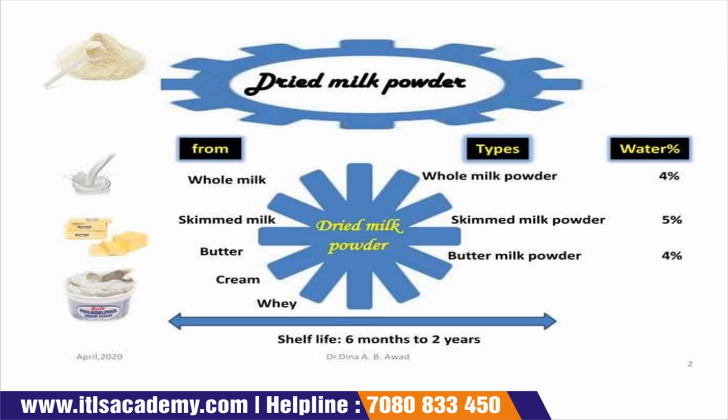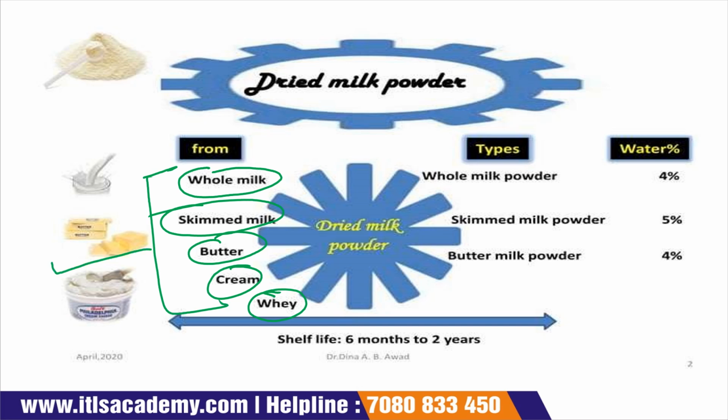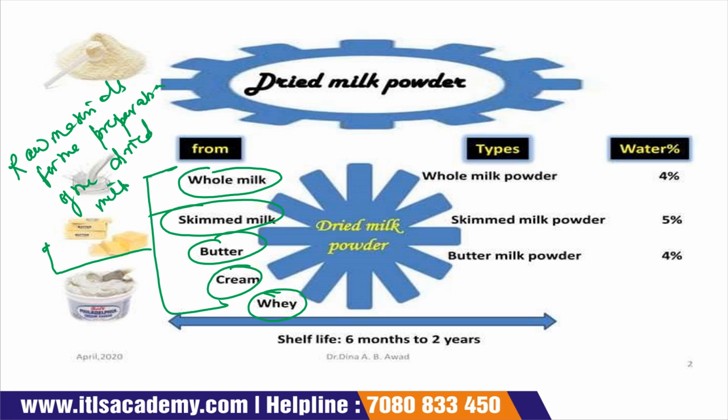Dry milk powder is prepared from whole milk, skim milk, butter, cream, and whey. So these all are the raw materials for the preparation of dried milk powder: whole milk, skim milk, butter, cream, and whey.